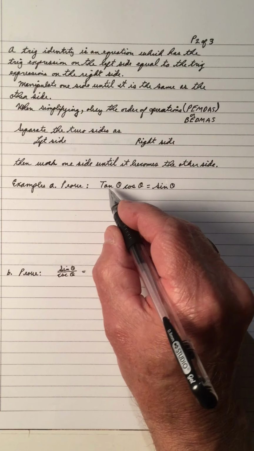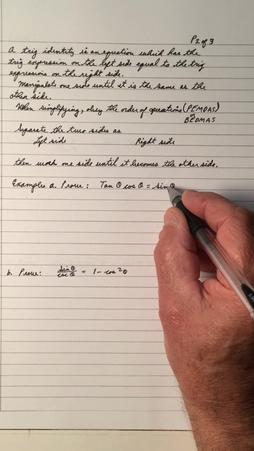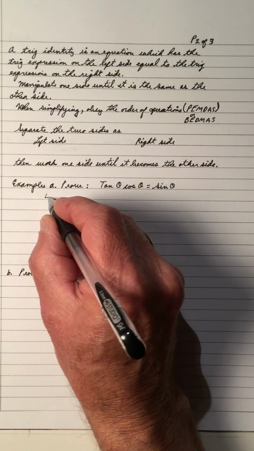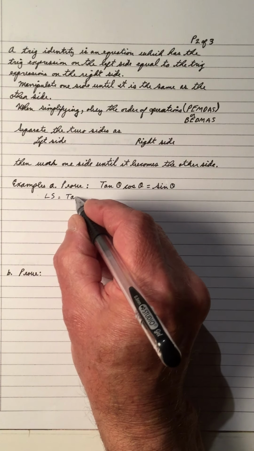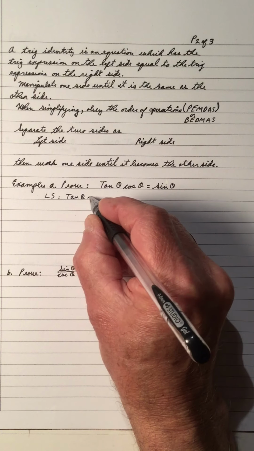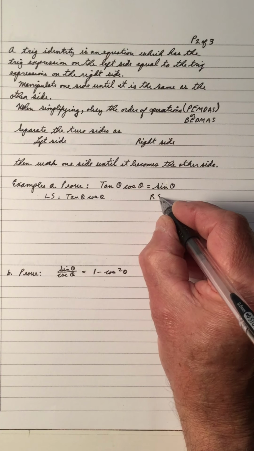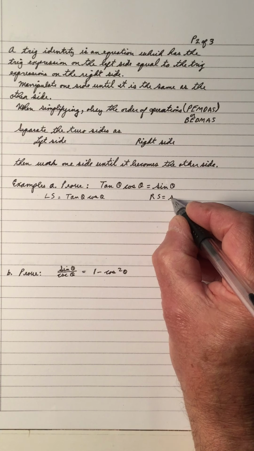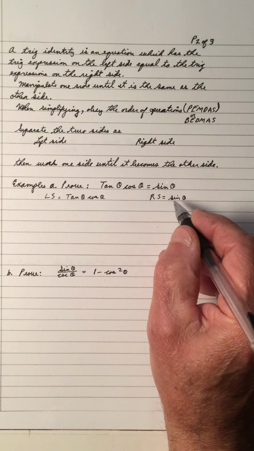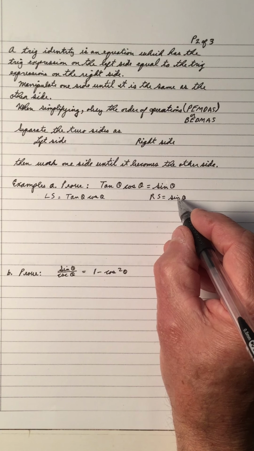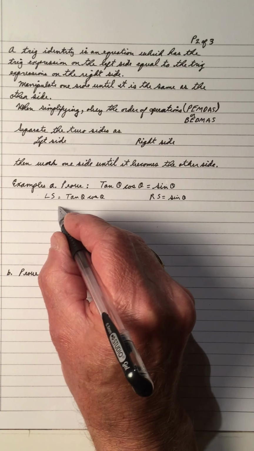A, prove that tan theta cos theta is equal to sine theta. So notice, I'm going to call the left side tan theta cos theta, and the right side is sine theta. This is the left of the equation, this is the right of the equation. So sine is already as far as it can go, so I have to simplify this side.